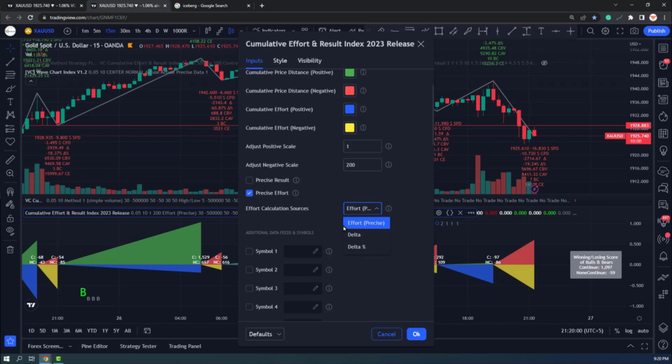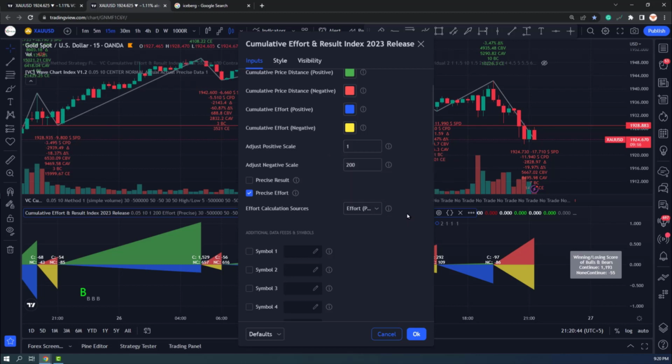What is included in precise effort? The total volume of the wave, the delta of the wave, the delta percentage of the wave, open interest of the wave, the total demand and supply of the wave. These types of leading data are precisely included in this first option. So I highly recommend you to use precise effort. Is this option clear to you?